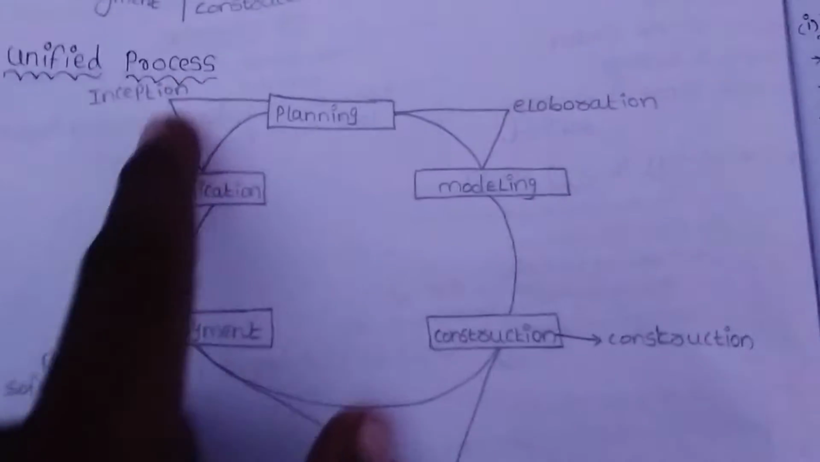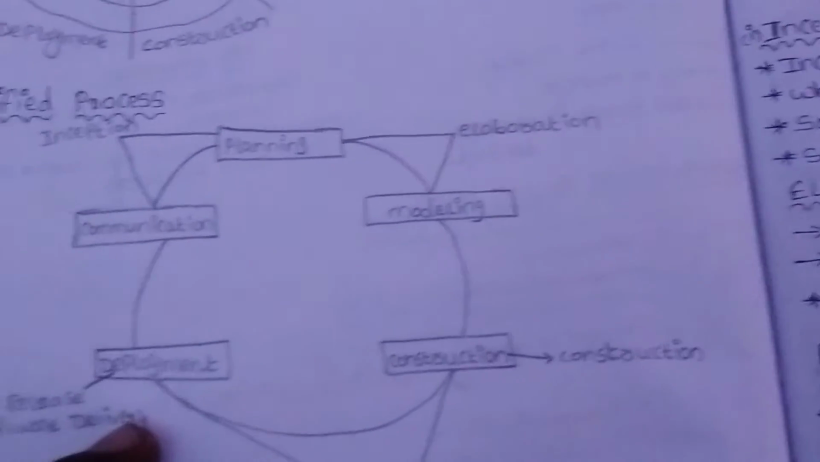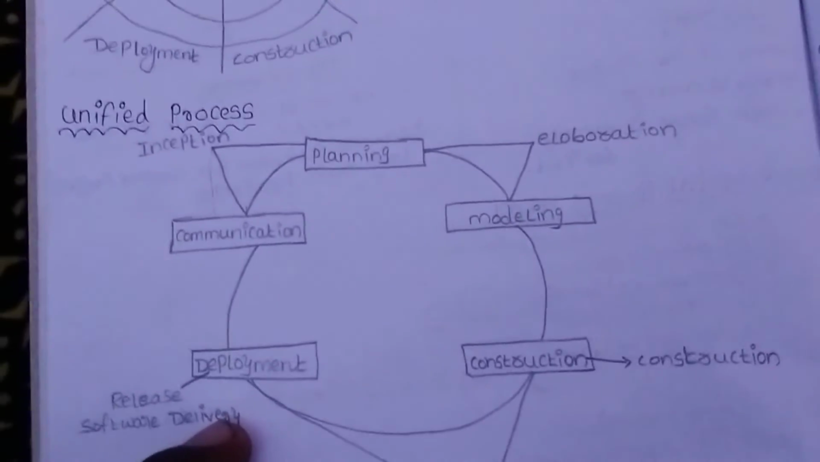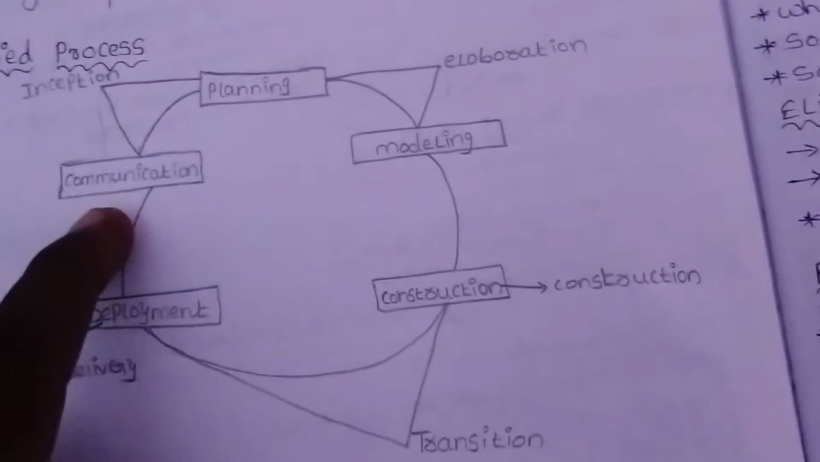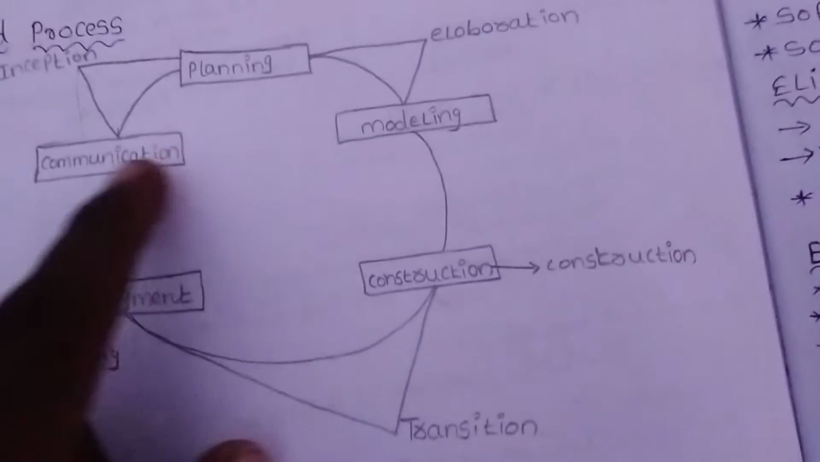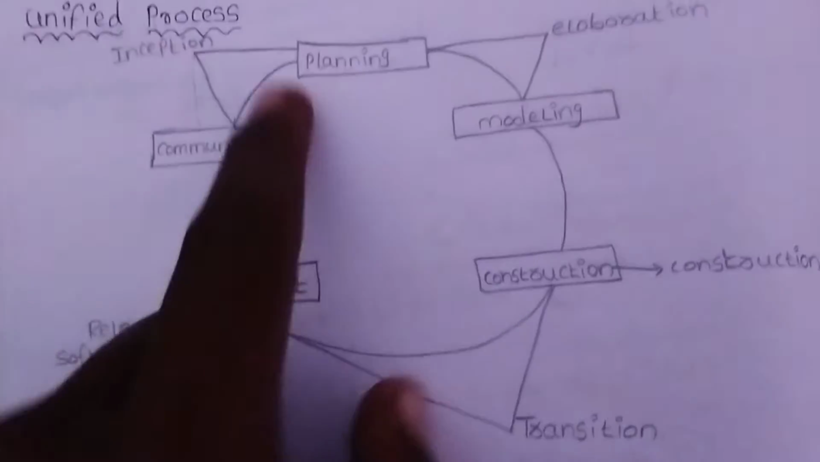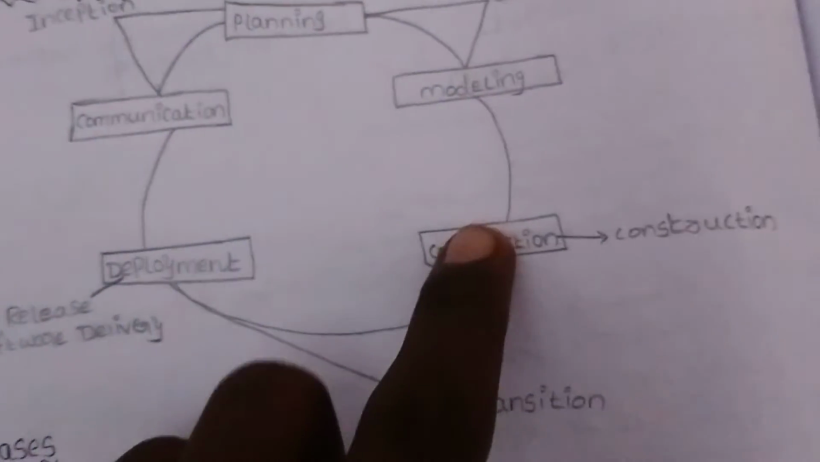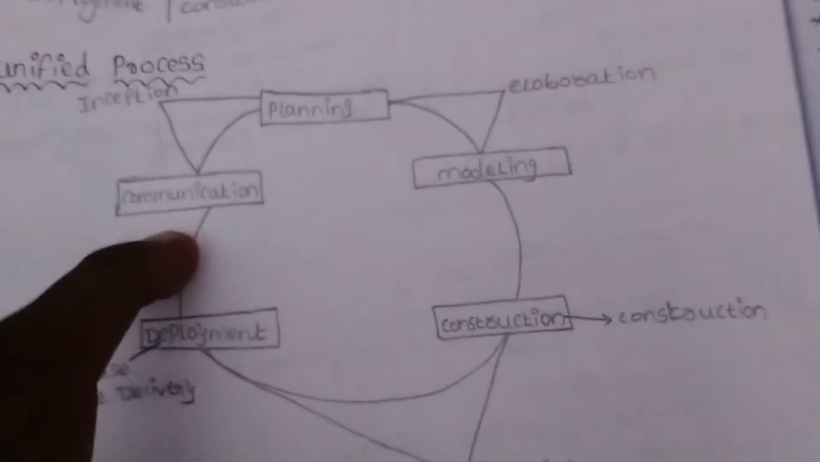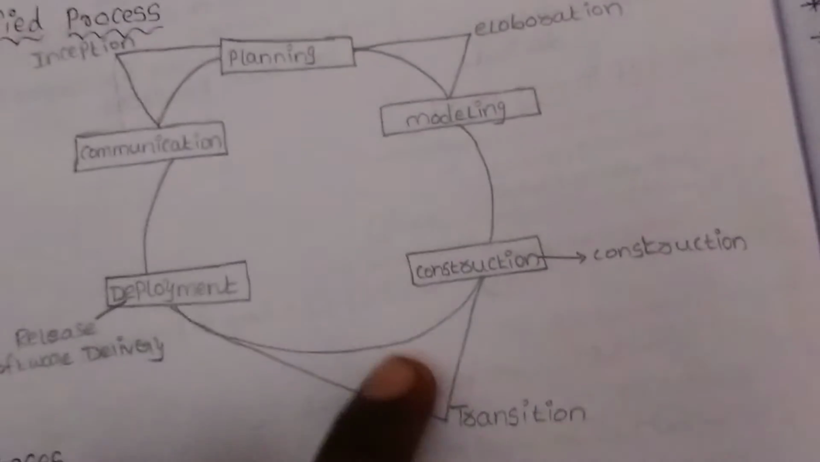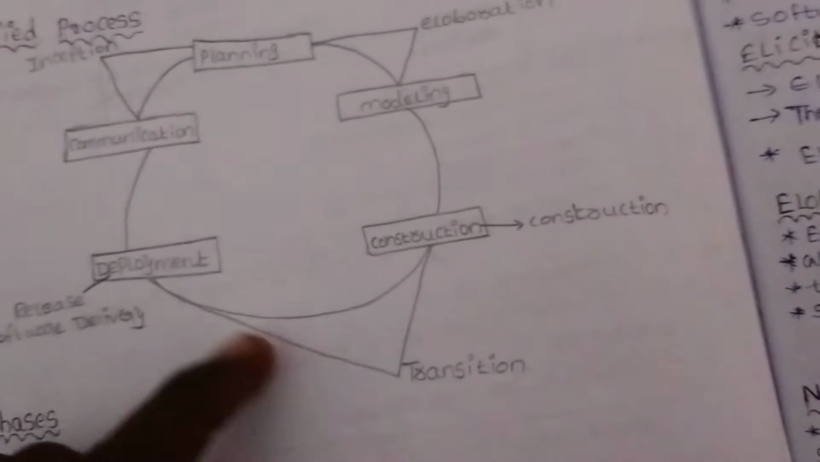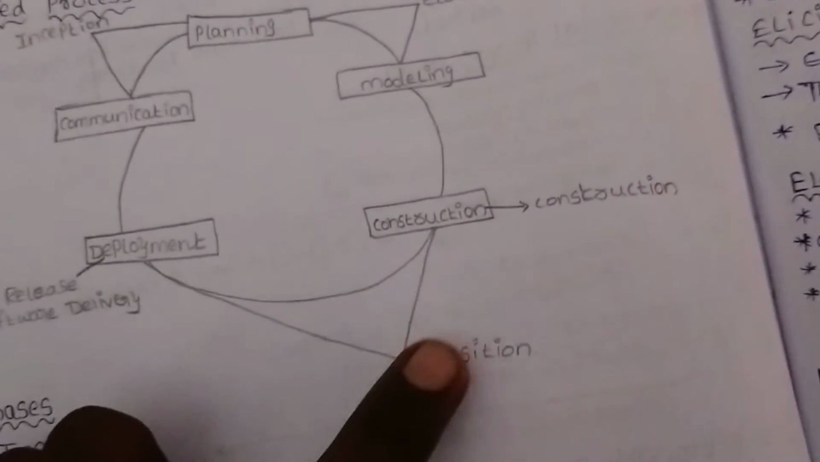And another we can see is the unified process. In the unified process we see a circular motion, with three types of different constructions from one step to another. First: communication, planning, modeling, construction, deployment. Communication and planning will be inception, then planning and modeling will be elaboration, and construction and deployment will be transition.